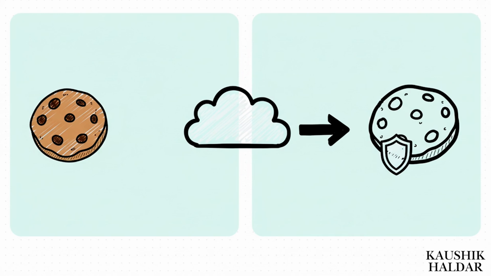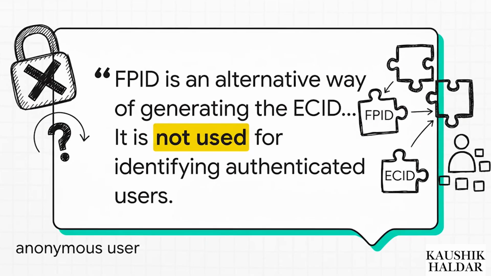But there's a more durable, kind of heavy-duty method using something called a first-party device ID, or FPID. Basically, it's just a stronger type of cookie that acts as a more reliable seed to generate that ECID. The key takeaway here is that it's just a better way to create the same anonymous ID. And this is absolutely crucial to remember. The source material is super clear on this.